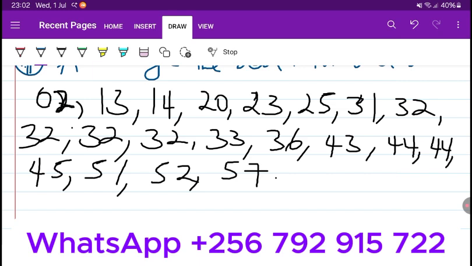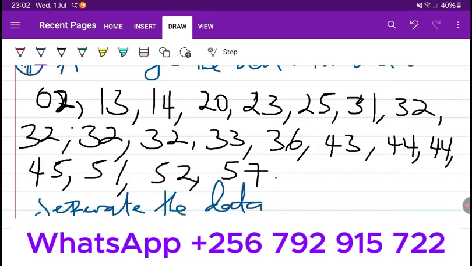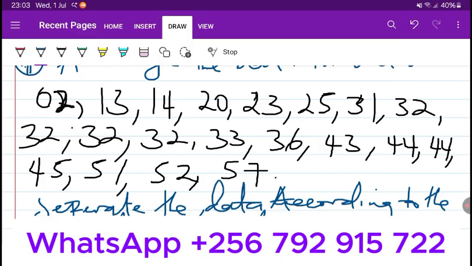Now, within the same step of arranging data, what we do next is that we separate the data according to the first digit, or what you call the leading digit.